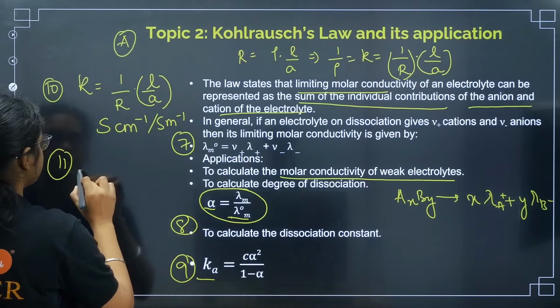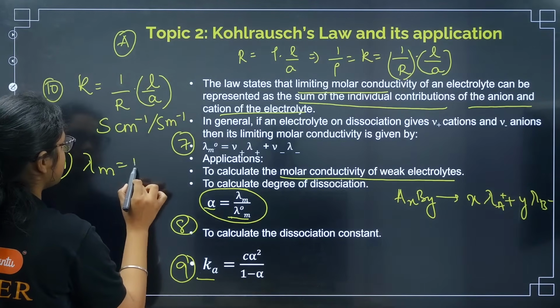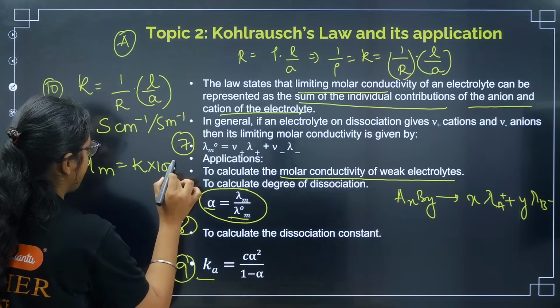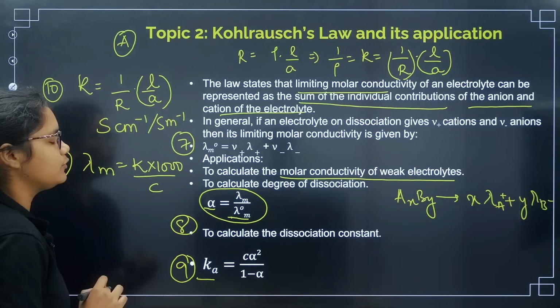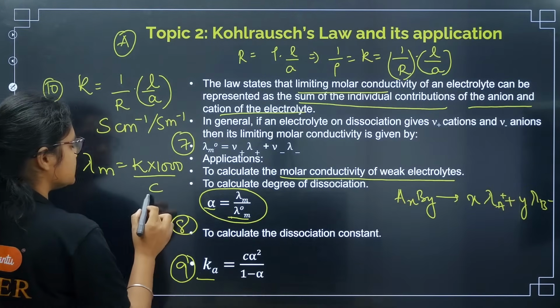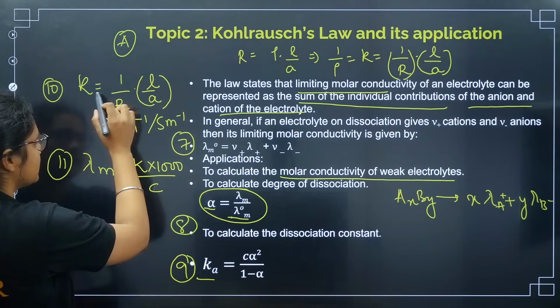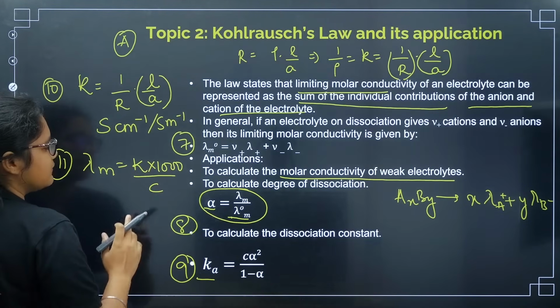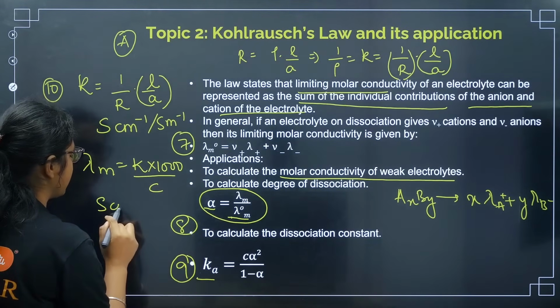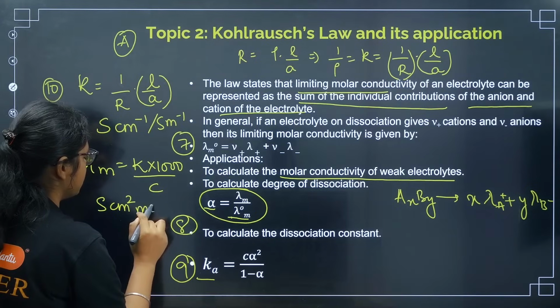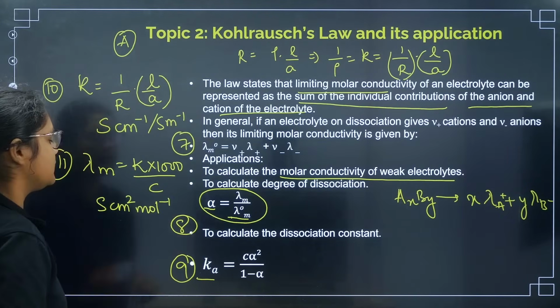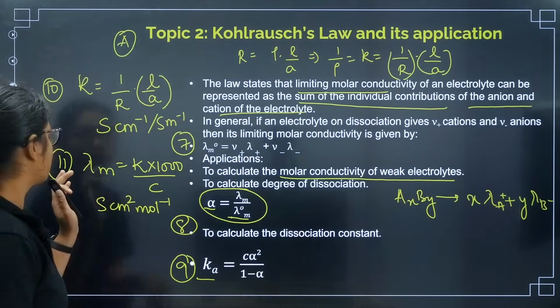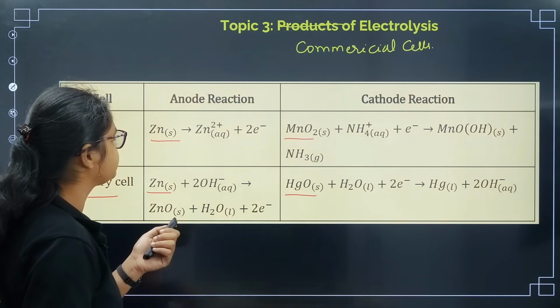And the next one you have to know is the lambda m formula, that is equal to kappa into 1000 by C, where C is your concentration, kappa is again your conductivity, and 1000. So its unit is S centimeter square mole inverse. Okay, so in total we got 11 formulas here.